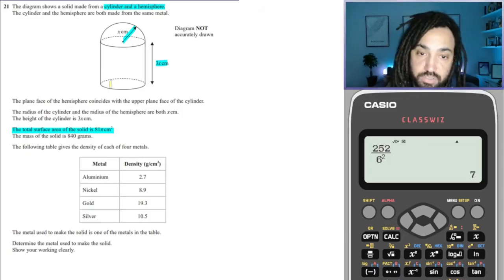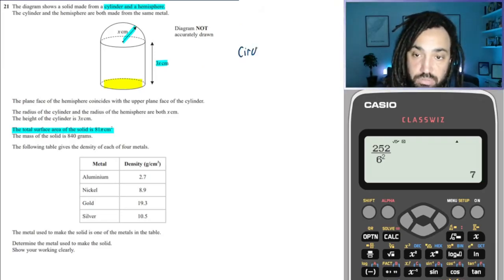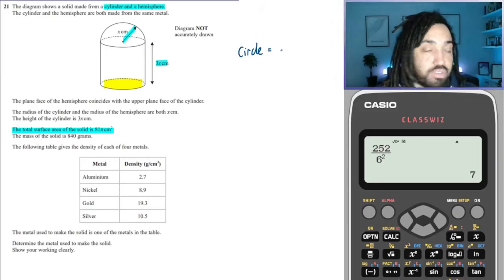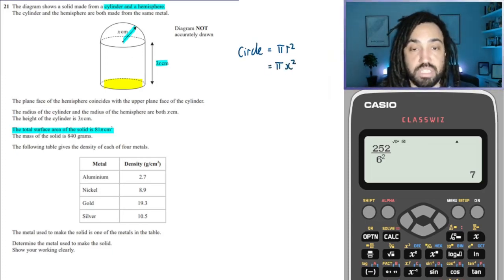The first thing I'm going to find is just the surface area of the base there. So that's just a circle. So that surface area will just be pi r squared, which in this case is pi times x squared, because the radius of this shape is x.